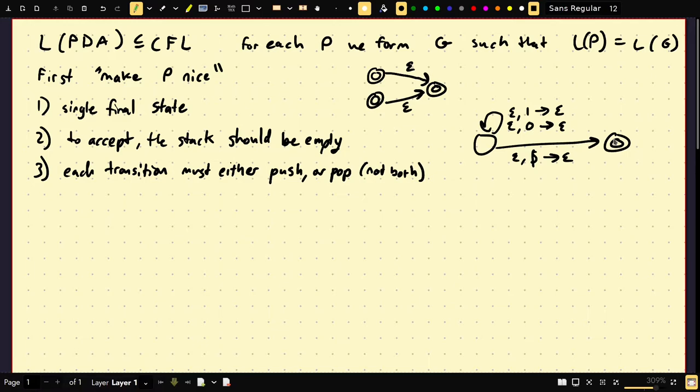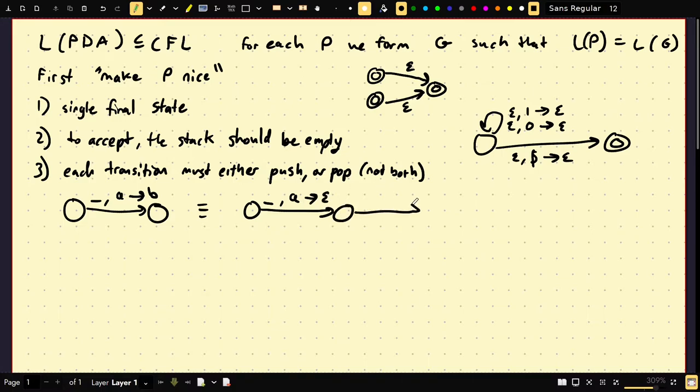Each transition must either push or pop, not both. So suppose we had a transition which did both, right? Let's say it read A, or possibly nothing, and pushed B. This is not allowed by this new restriction. But this is actually equivalent if we just do the push immediately after. So we read whatever we read originally, pop A, push nothing, have this dummy state here, read nothing from the input, read nothing from the stack, and then push B, which we were supposed to begin with.